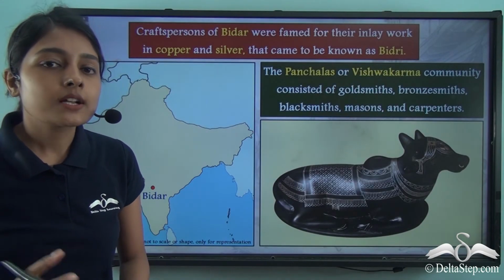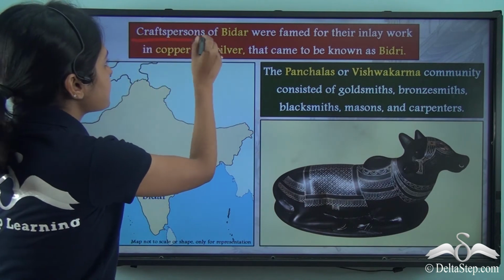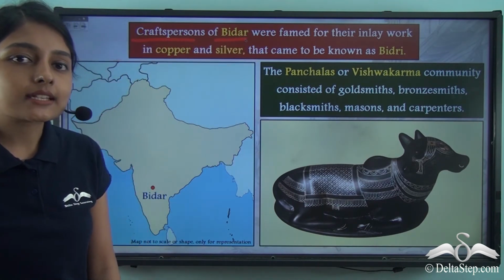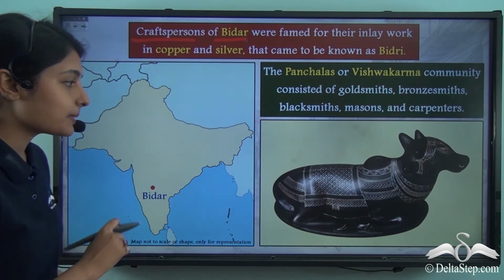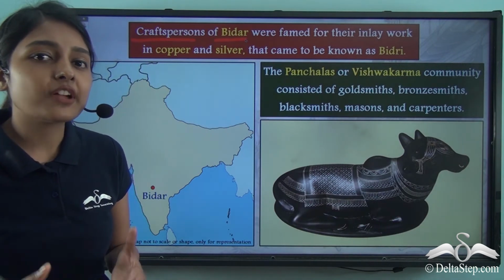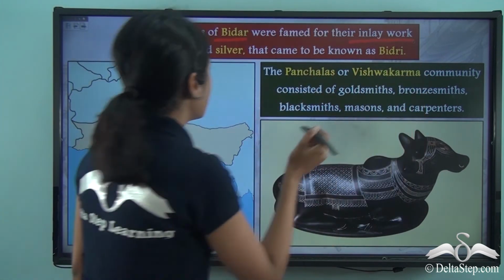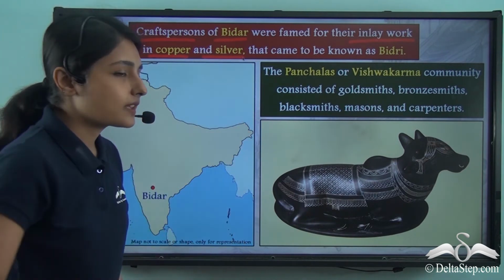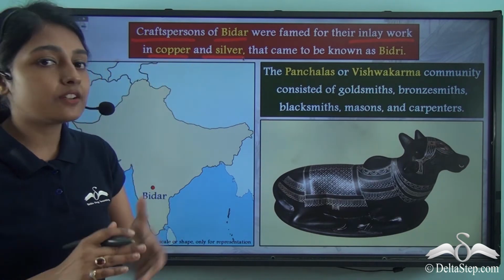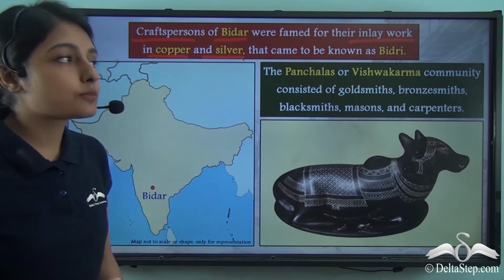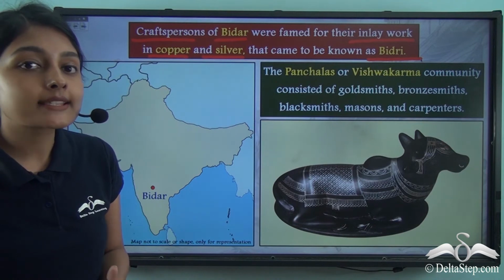In medieval India, one such group of craftspersons that we could focus on are the craftspersons of Bidar. Bidar is a place that is located in the modern day state of Karnataka. On this map of India, you could locate Bidar. And the craftspersons of Bidar were very famous. What were they famous for? They were famed for their inlay work in copper and silver. They made absolutely beautiful and marvelous inlay work in copper and silver. And this inlay work then came to be known as Bidri ware. And the craftspersons of Bidar came to be known as Bidri.